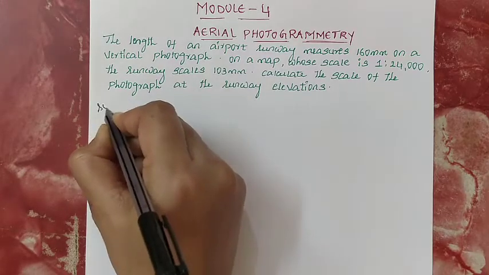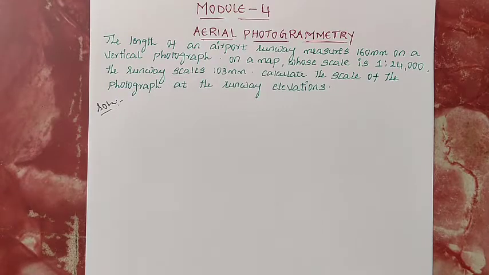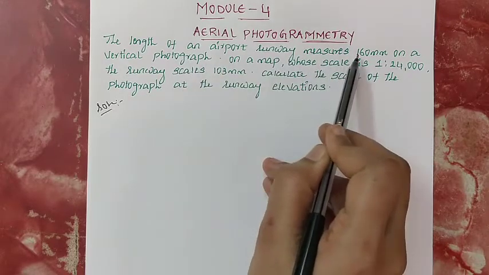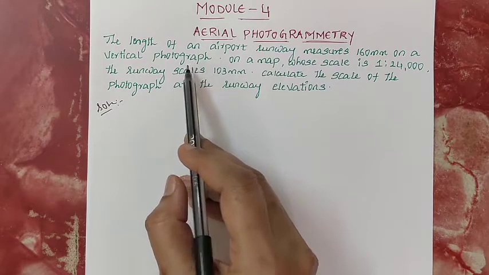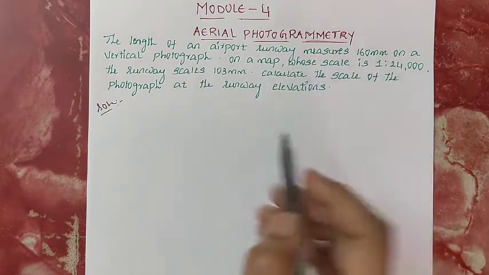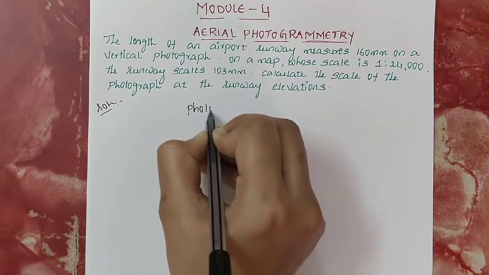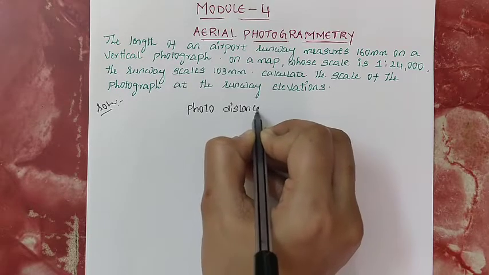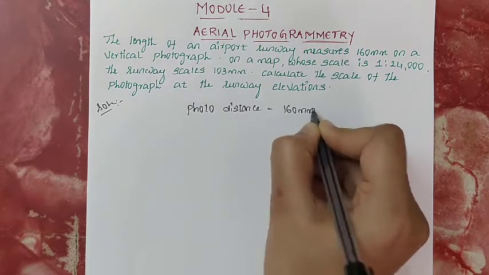Okay, you need to calculate the scale of the photograph. First, write down the data, what are all the data they have given. The length of an airport runway measures 160 mm on a vertical photograph. On the photograph, the runway measures 160 mm, which means the photo distance they have given. Photo distance equals 160 mm.